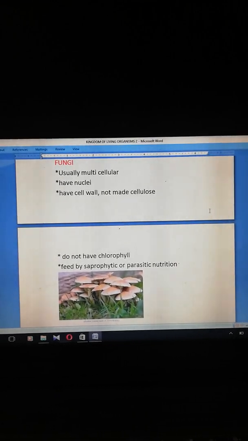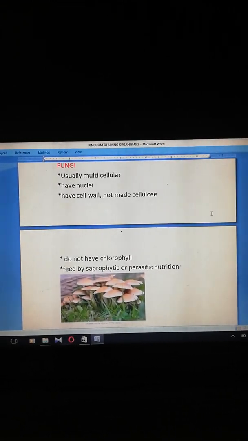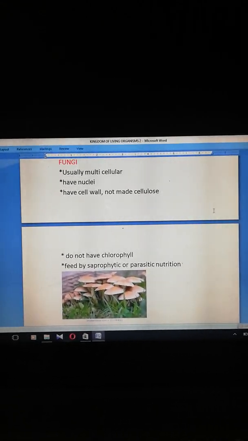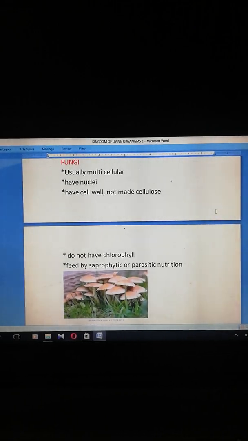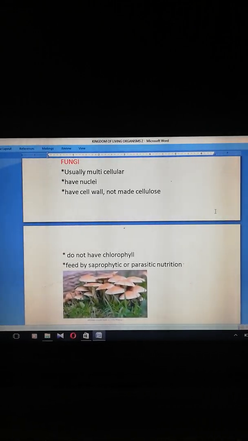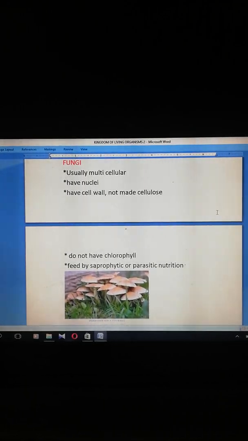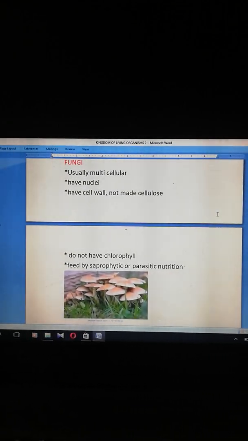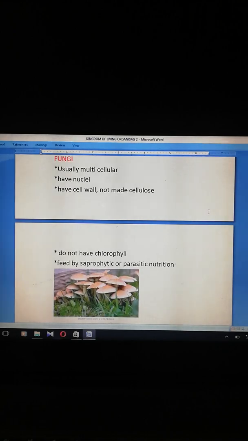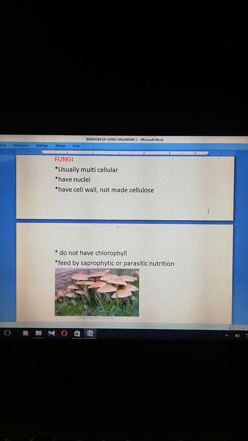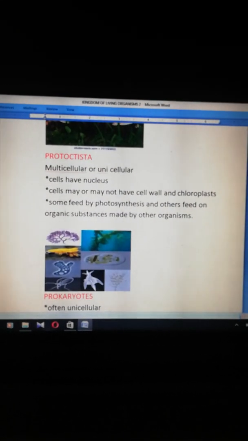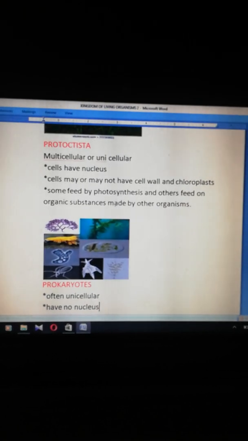Some fungi, however, are harmful. Some of these cause food decay, while a few cause diseases including ringworm and athlete's foot. Fungi do not have chlorophyll and do not photosynthesize. Indeed, they feed saprophytically or parasitically on organic materials like feces and human foods and dead plants or animals. Fungi are usually multicellular. They have a nucleus. They have cell walls, but not made up of cellulose. They do not have chlorophyll. They feed by saprophytic or parasitic nutrition.